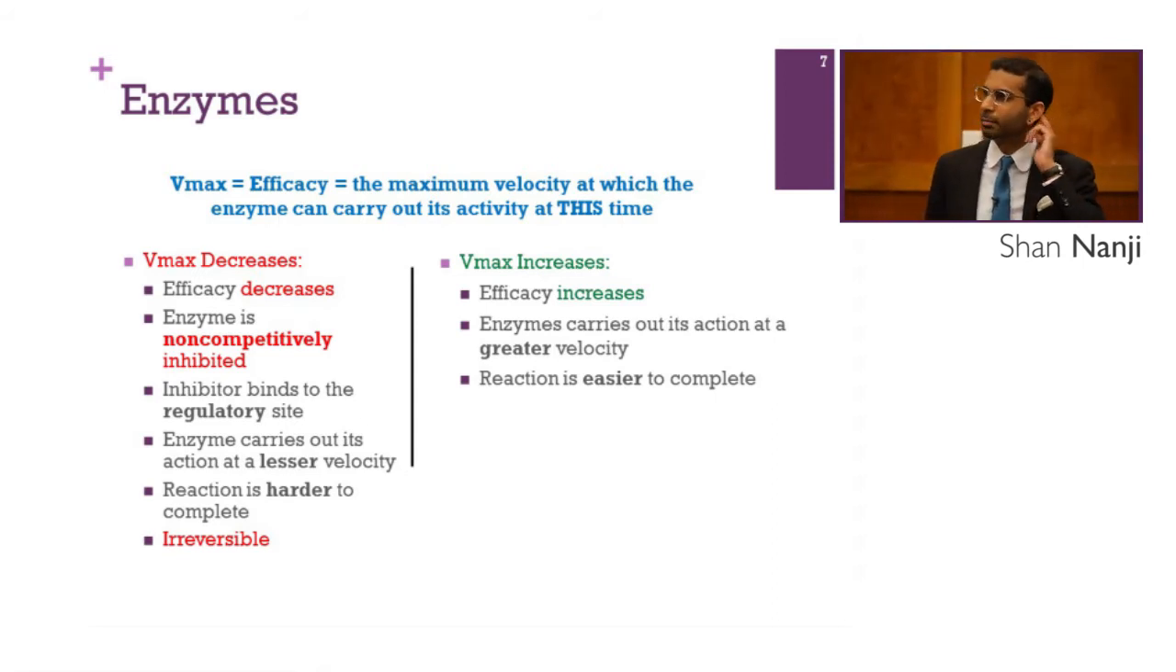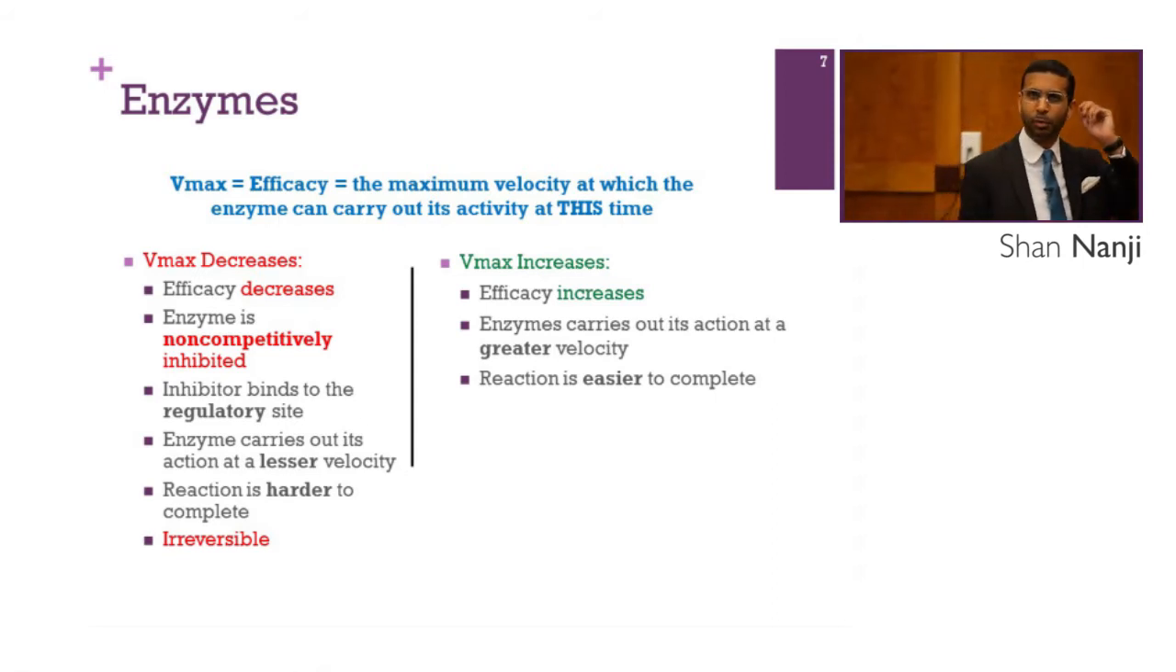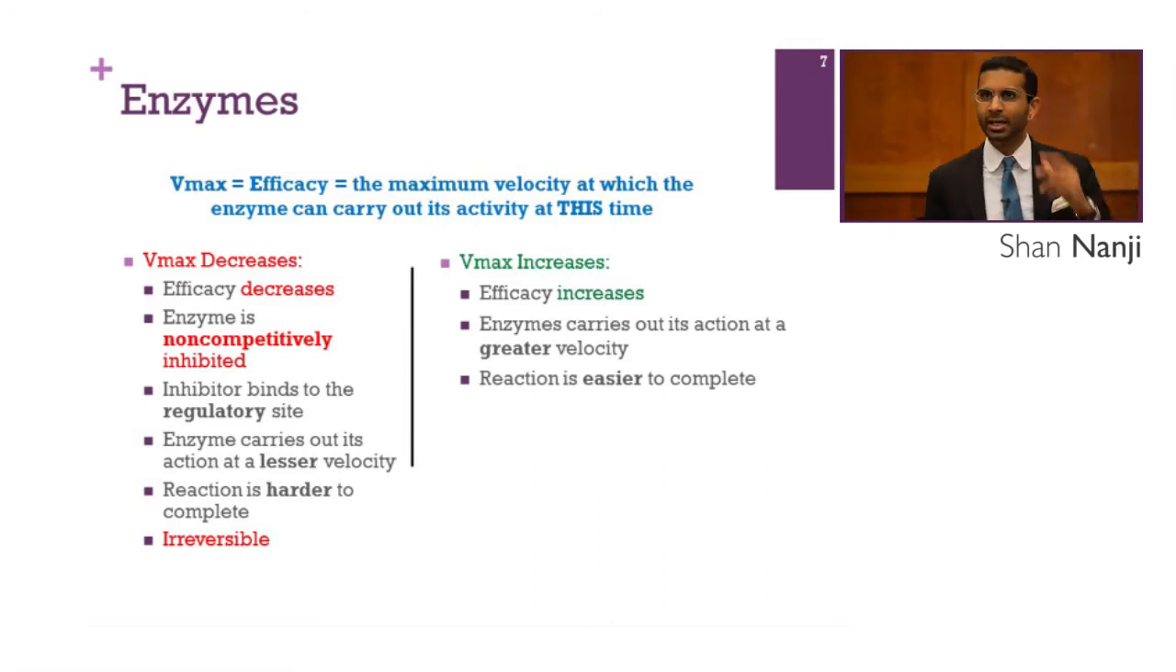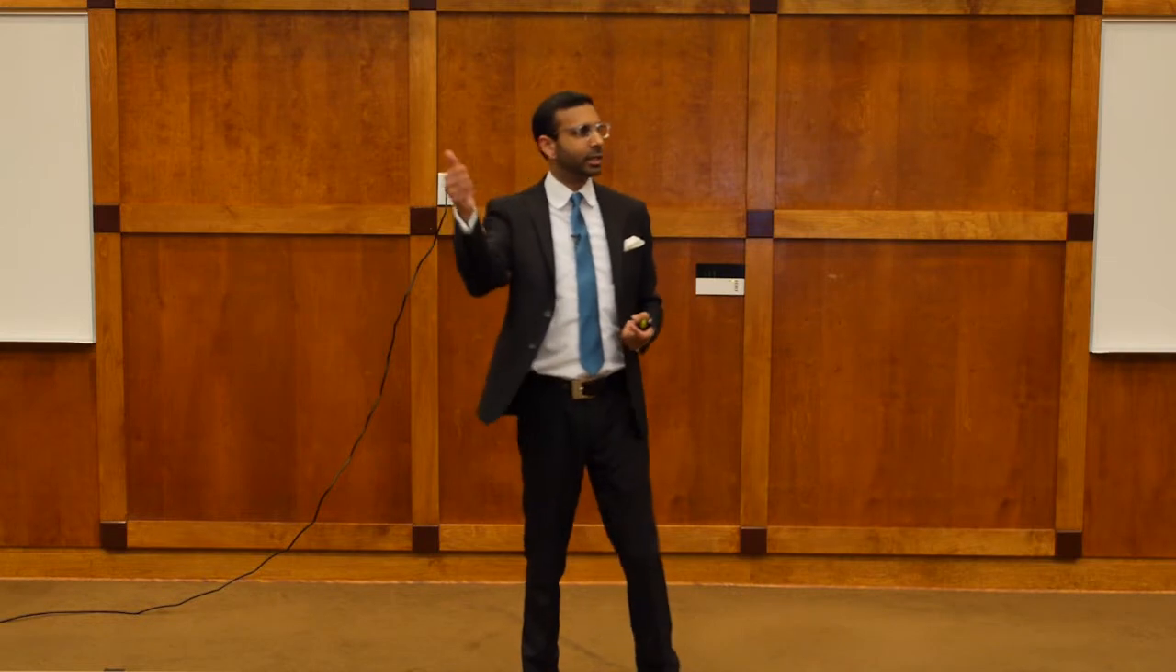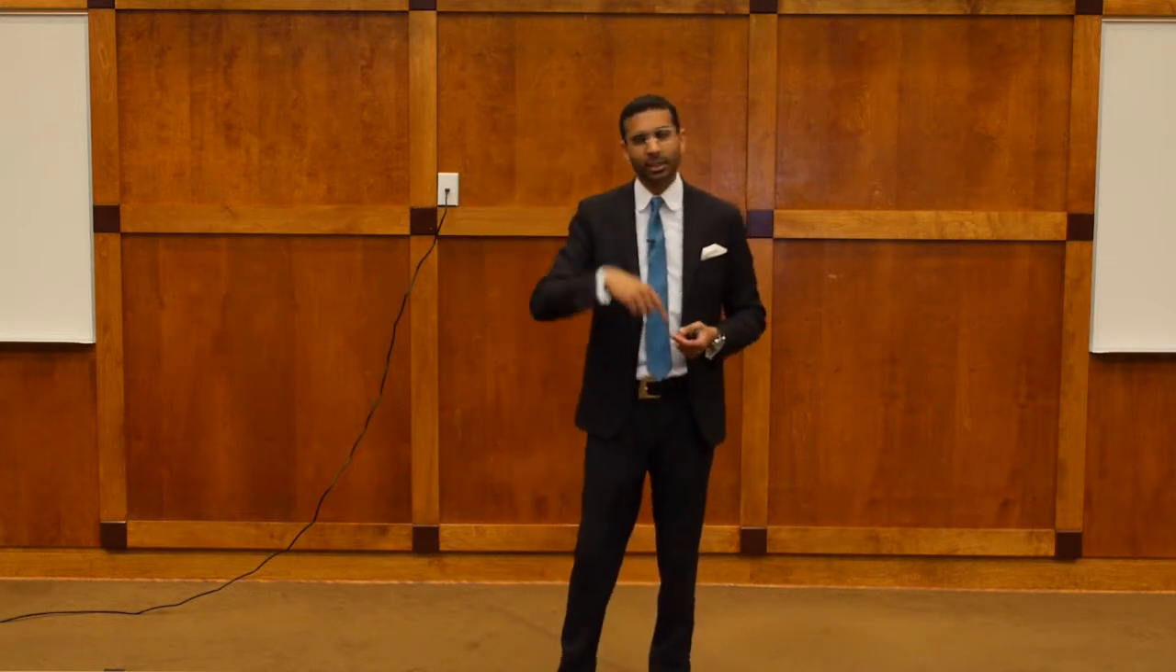We beat that horse to death, but it's important. Okay? They're easy points on your test, so don't miss them. It's easy to get mixed up. That's why we drilled it. So, non-competitive messes with Vmax, which means it decreases efficacy. That turns the enzyme off at the regulatory site. And because you've turned it off, you can't turn it back on, which is why it's irreversible.